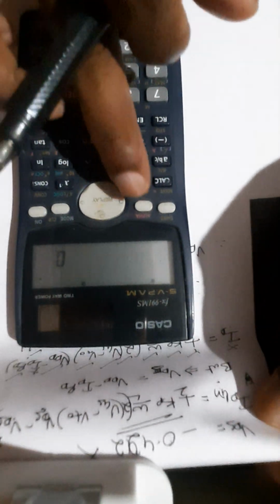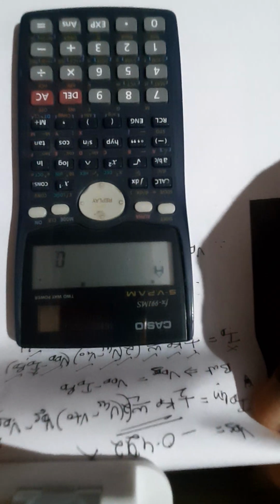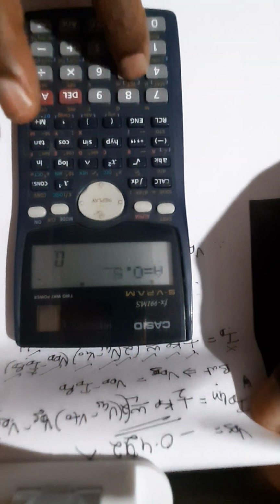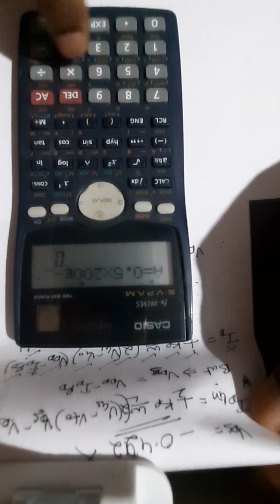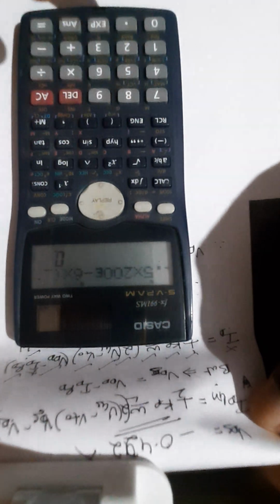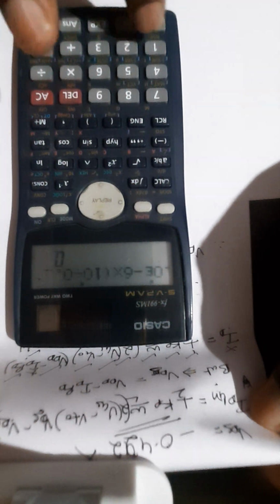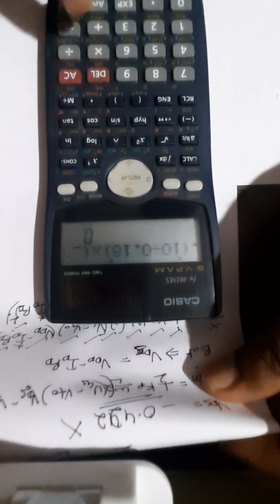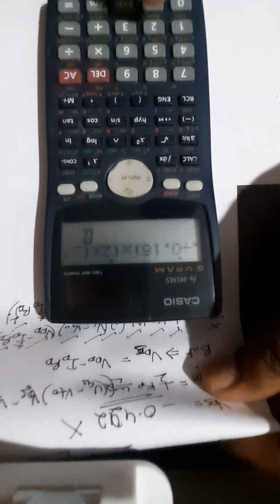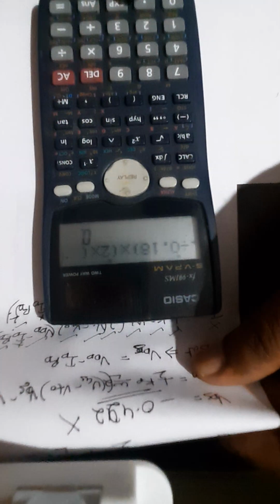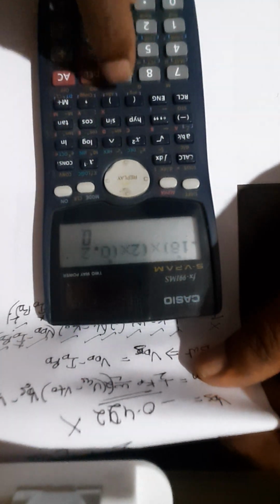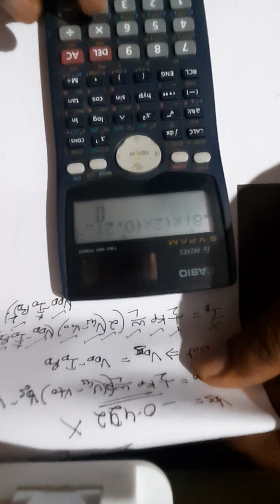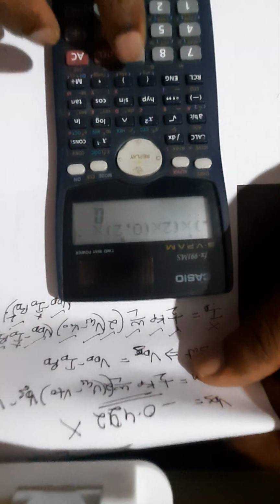so let me delete alpha. Equals 0.5 into 200 exponential minus 6 into, open the parenthesis, 10 divided by 0.18, which is W by L, close the parenthesis, into, so we did till here, then open the parenthesis. Again it is 2 into, again open the parenthesis, it is now VGS minus VTO, which you can directly write as 0.2 because we know that, and into VDS. VDS is actually VDD minus IDRD.